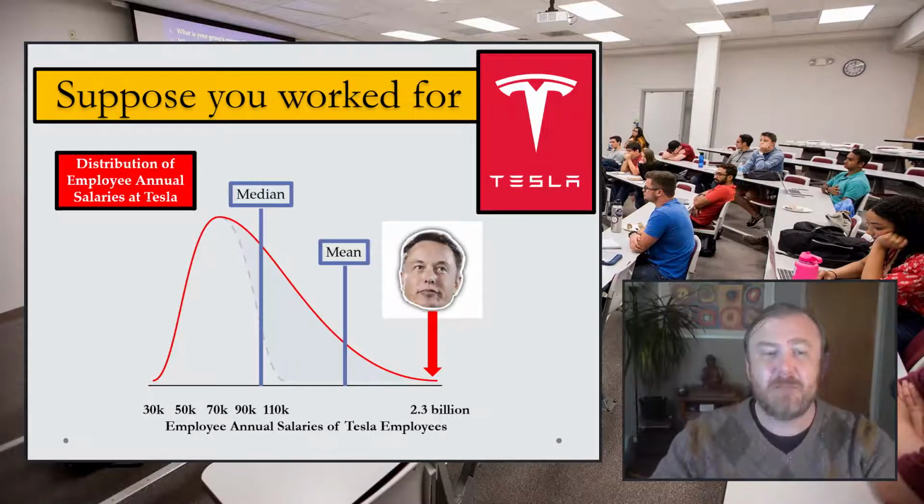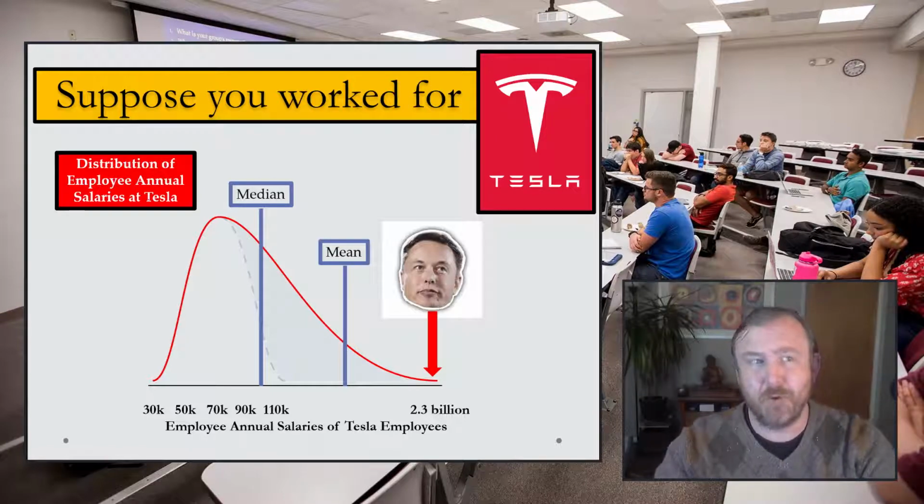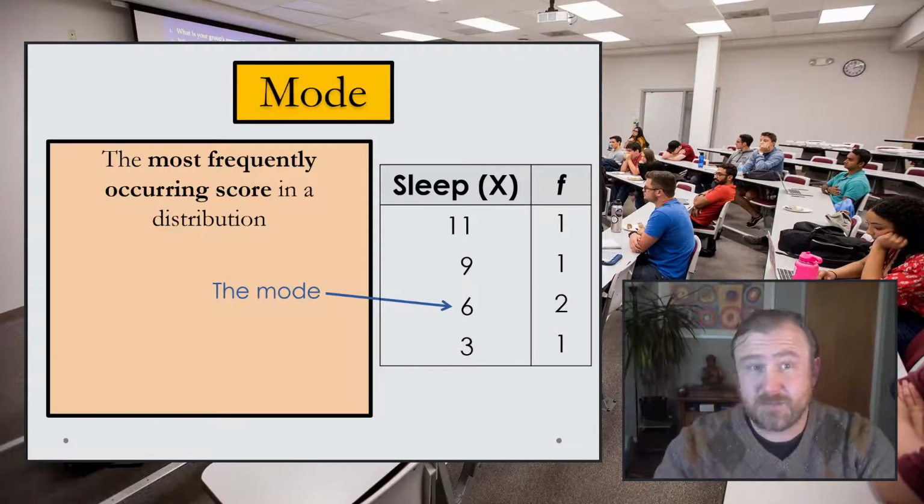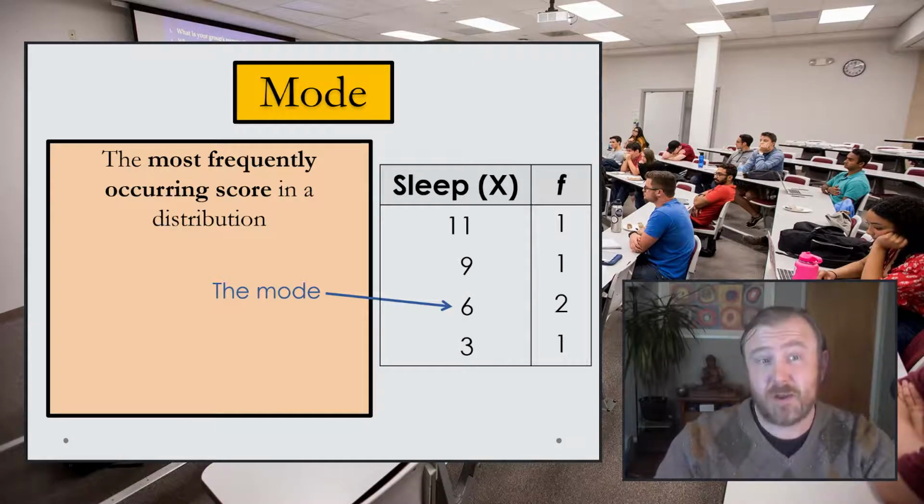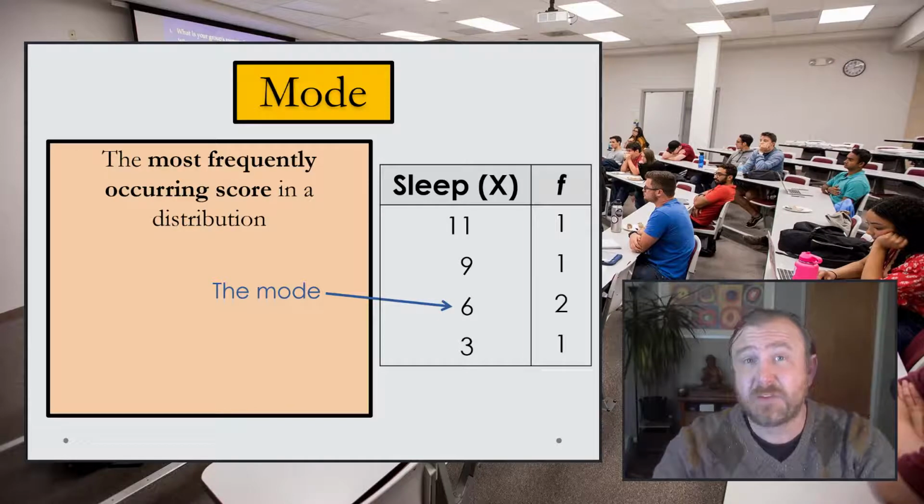So the third type of measure of central tendency is the mode, right? Now the mode is the most frequently occurring score in a distribution. So for example, going back to our sleep data, the value of 6 hours occurred twice, and that was the most frequent value. So that is the mode.